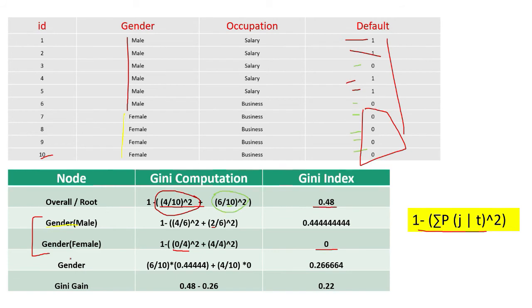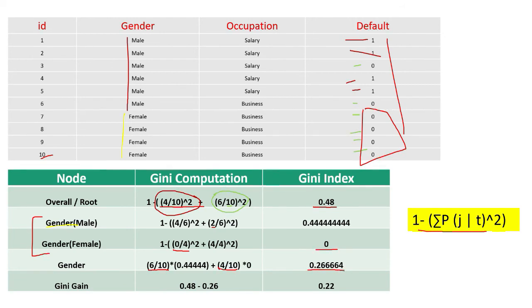So what I will do is, out of 10, I have simply 6 males. So 6 divided by 10 multiplied by the Gini of male, plus I have 4 females out of 10 of my observations, so 4 divided by 10, and we have Gini for females as 0. So 4 divided by 10 multiplied by 0, and the Gini is 0.2666664.